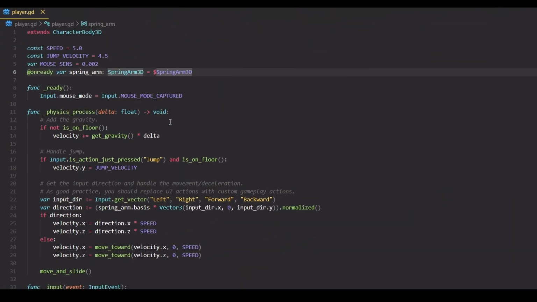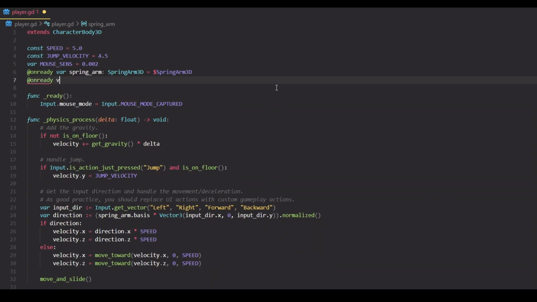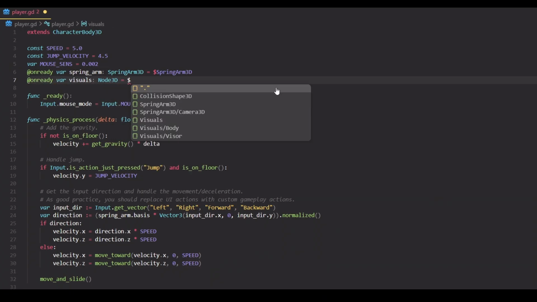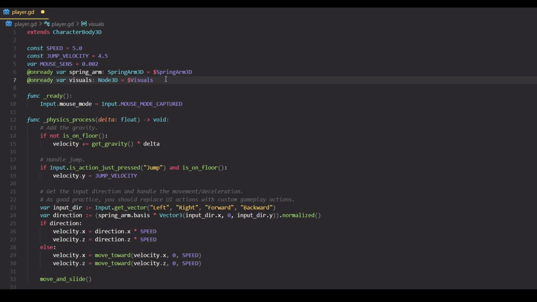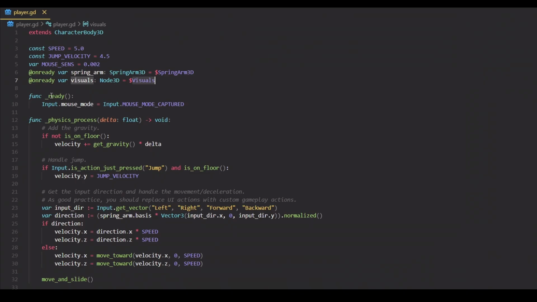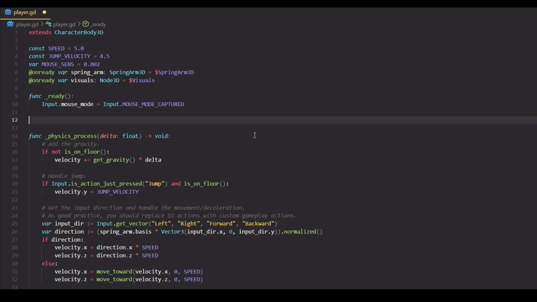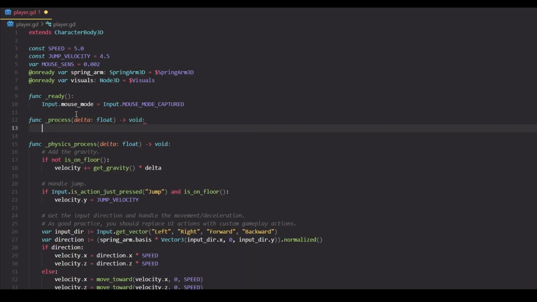And to do that, we can grab it in code by using onReady. We can call it visuals. It's a Node3D, and we do $visuals, as this is the name of our node. And then, since this is not a physics related process, I will just put it in the process function, which is another built-in function in Godot, which fires off every frame.